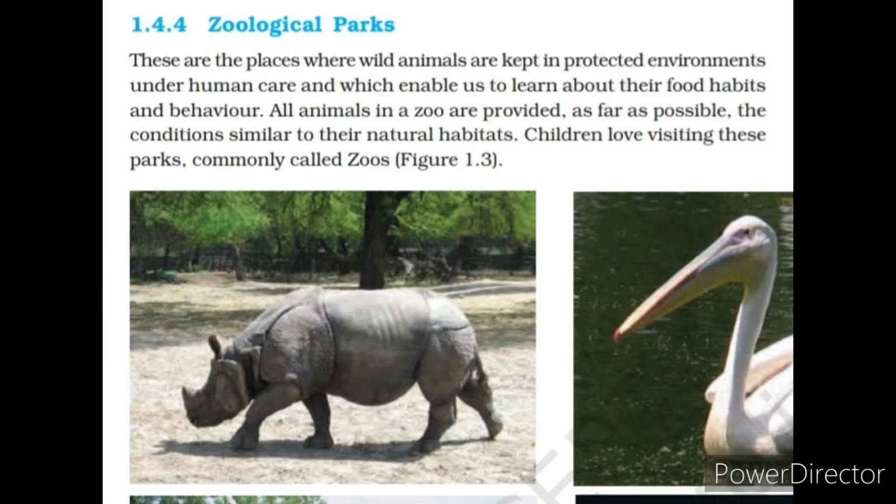Zoological parks. These are the places where wild animals are kept in protected environments under human care and which enable us to learn about their food habits and behavior. All animals in a zoo are provided, as far as possible, the conditions similar to their natural habitats. Children love visiting these parks, commonly called zoos.